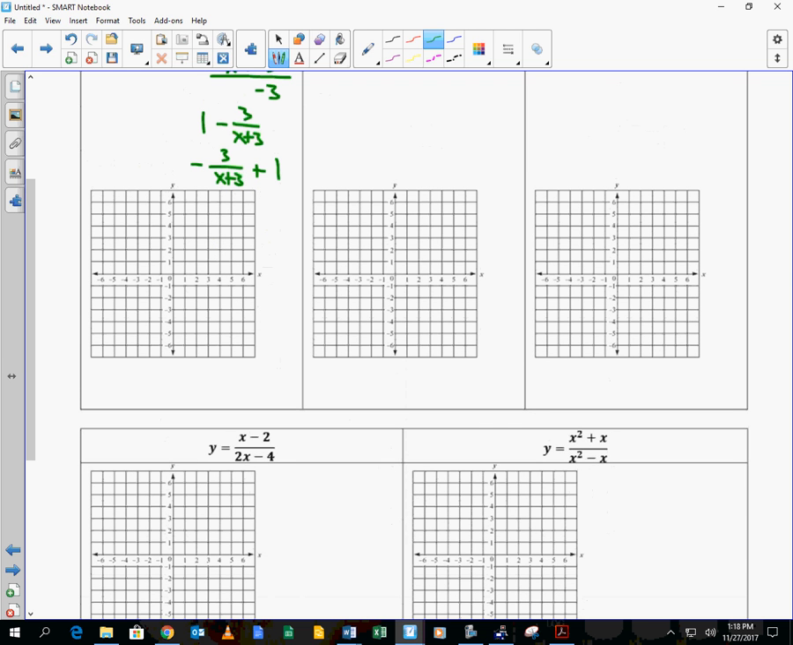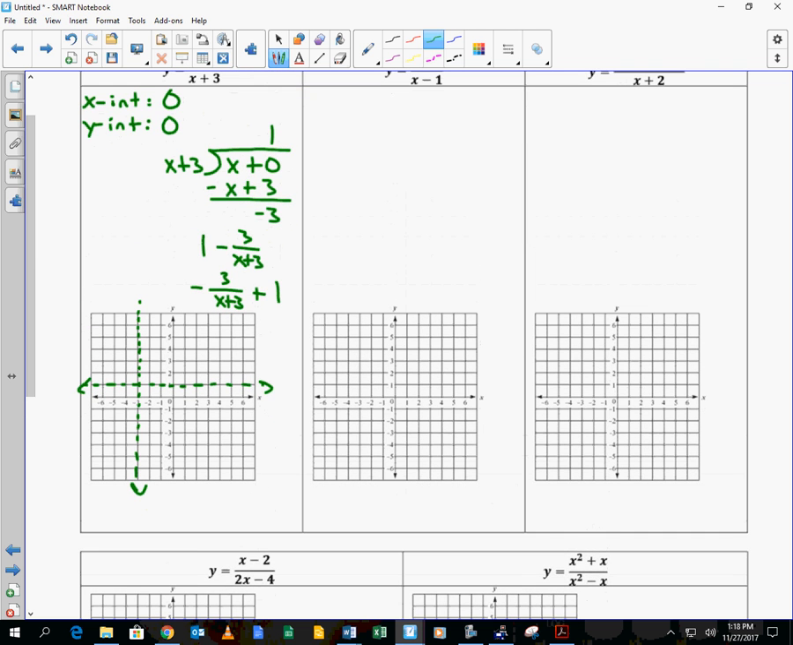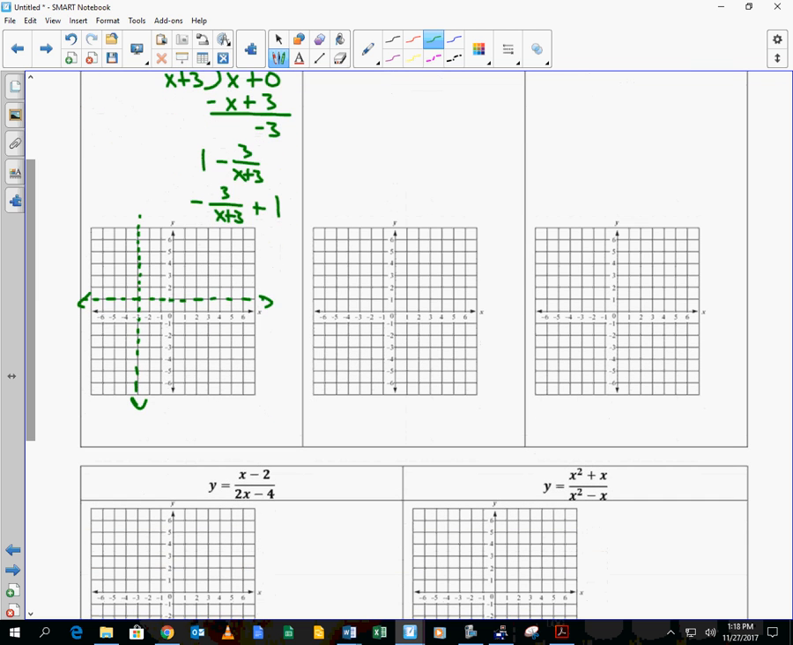This is shifted how many up? 1 unit up. Shifted left or right? Left, how many? 3. And it's a vertical flip, right? And notice it says it goes through 0 for the x-axis and 0 for the y-axis. So I know it goes through that point.